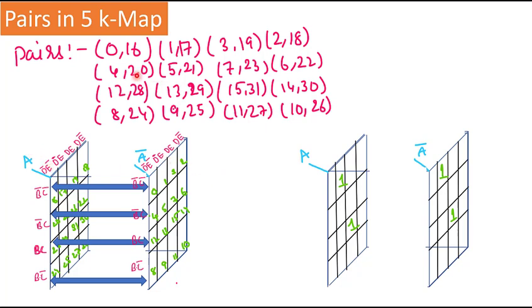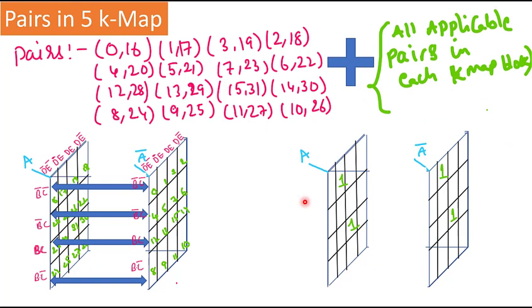Similarly, 4 comma 20, 5 comma 21. 10 comma 26, that means this last one and this one. Similarly 8 comma 24 means this and this. These two are in identical position, one with A, one with A bar. When they form a pair, you are going to eliminate the A literal from the final expression. This is all possible pair formation in the case of a 5 variable K-map. Along with this, you are going to have other pairs for the individual blocks.